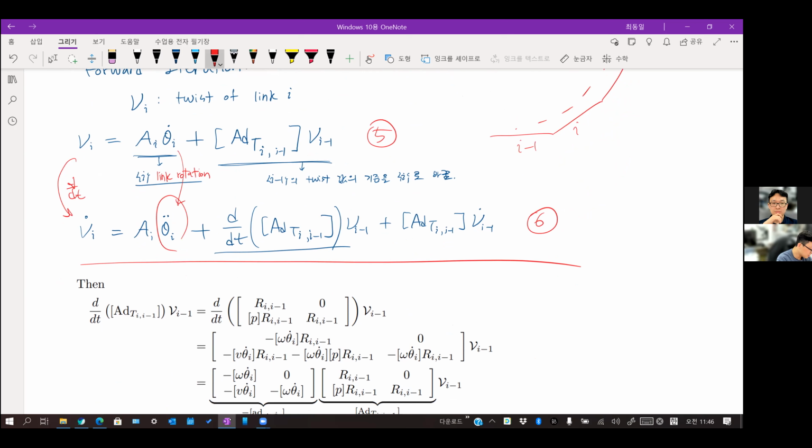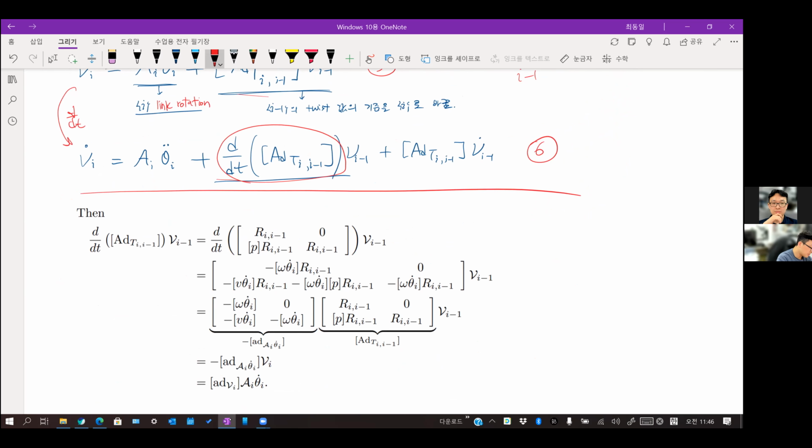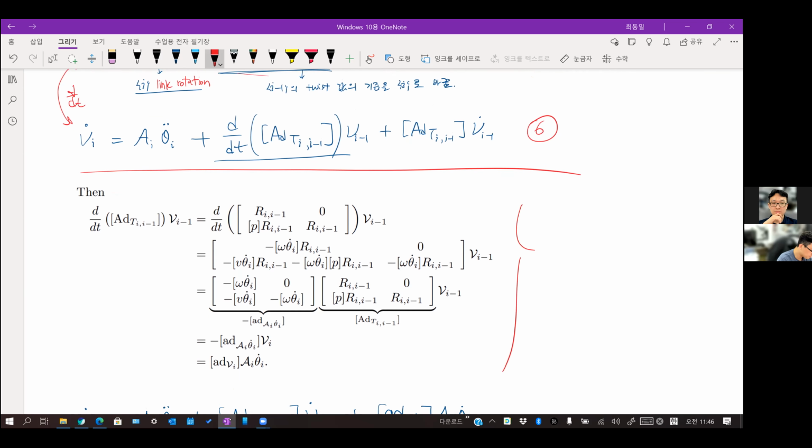If we take the time derivative, we can get this equation. This one is the time derivative, and using the chain rule, we take the time derivative of this one first, and then this one secondly. And this is the time derivative of the large adjoint. This term can be calculated like this. Here, the adjoint is actually this one. And if we take the time derivative of the rotational matrix, we can get this.